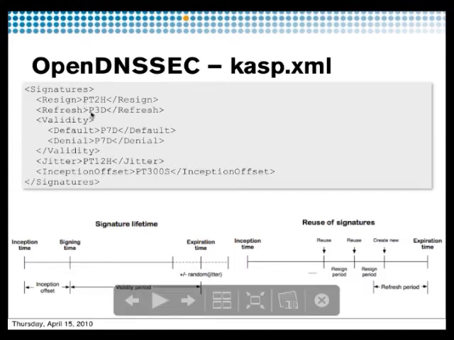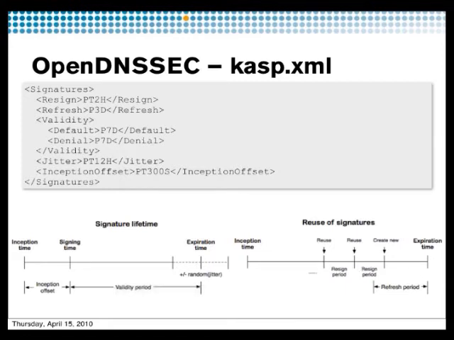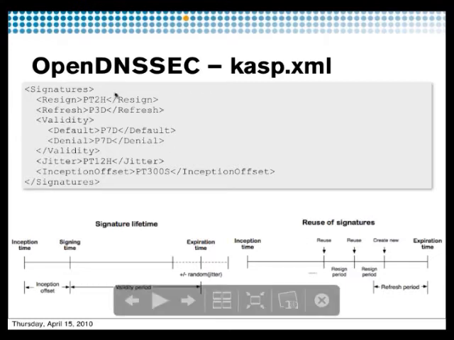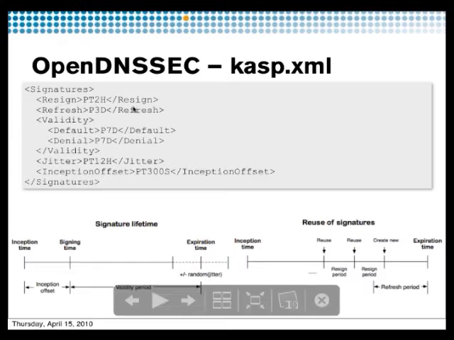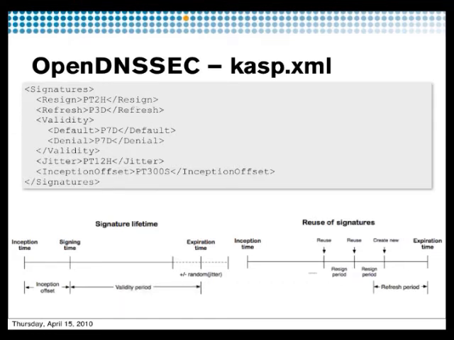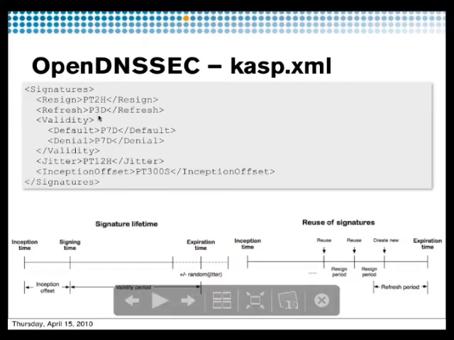So that is why you can set, well, first of all, we have the resign. And if you see the picture down here, the resign period is how often OpenDNSSEC should check whether or not a signature is about to expire and if it should be refreshed. So in this case, every second hour the signer engine will go through your zone and see, okay, this signature should be updated, so just create a new signature for it. But the decision on whether or not to recreate or reuse a signature is based on this refresh timestamp.